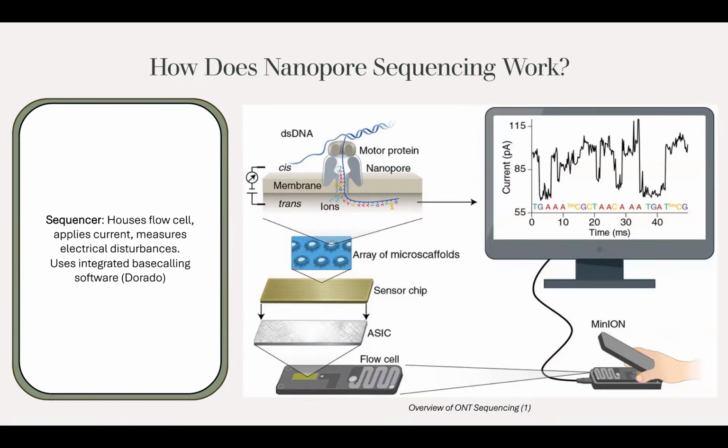by the flow cell, which is the device into which the library is loaded, and the flow cell is plugged into the sequencer. The sequencer houses the flow cell and applies the current, measures the electrical disturbances, and uses this integrated basecalling software called Dorado to interpret the signal. So as I mentioned, when each nucleotide passes through the nanopore and the membrane, it produces this characteristic electrical squiggle, which is then interpreted as being whatever base it is by the sequencer.